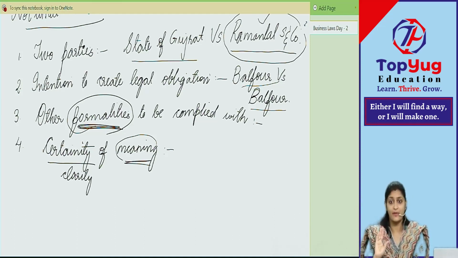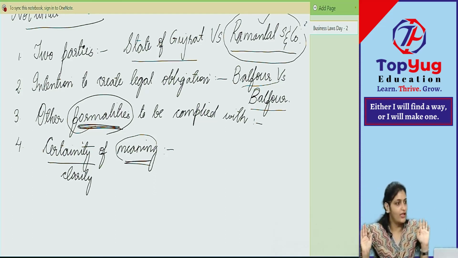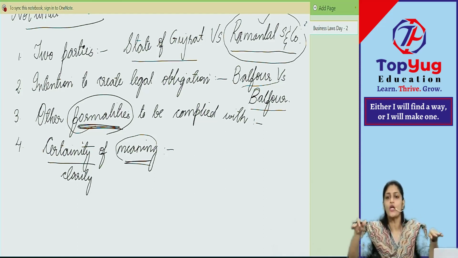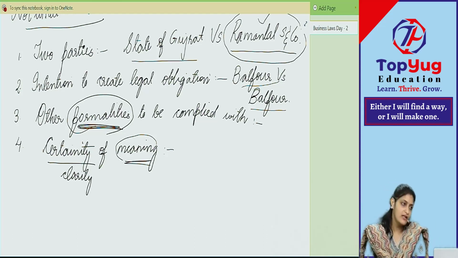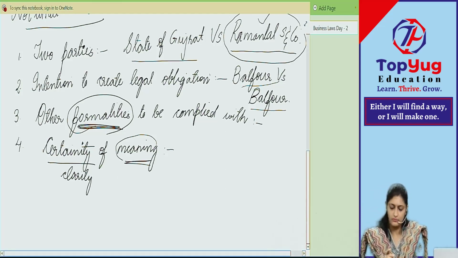Once I am clear with the price, once I tell you the price, then only the contract will come into existence. Till that time, no contract. I gave a proposal, you also said yes, but there is no clarity of meaning. There is confusion in the minds of the parties regarding the terms of the contract, so it is not a valid contract. Clear with this? Yes or no? So that is what you mean by certainty of meaning. Next one.